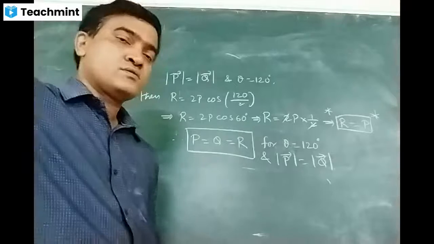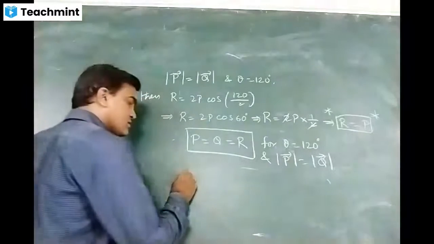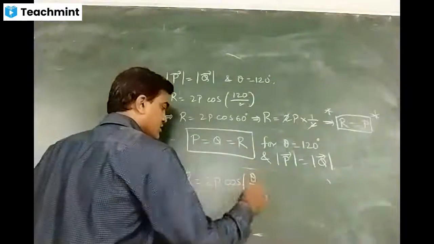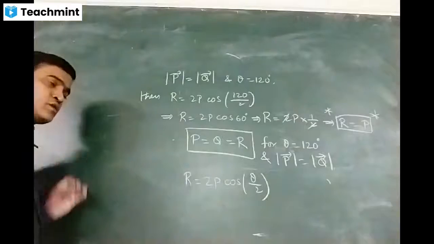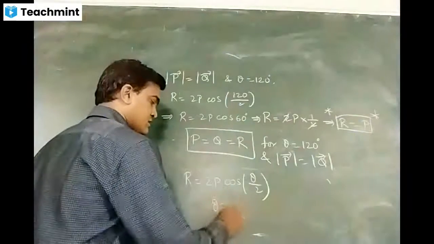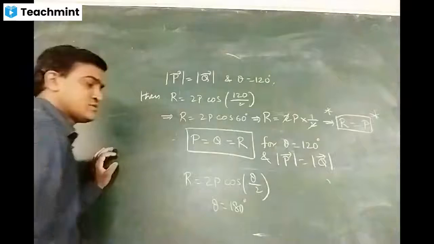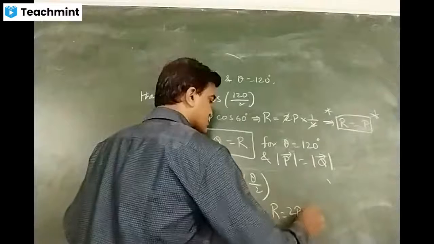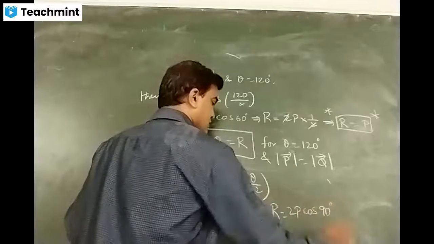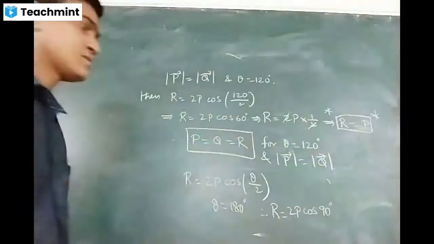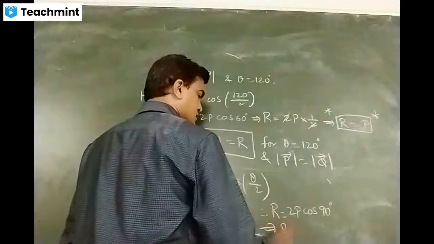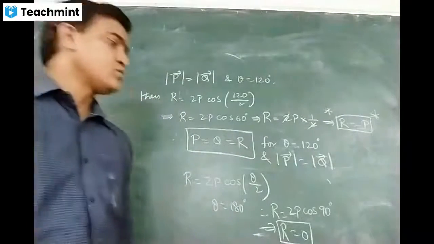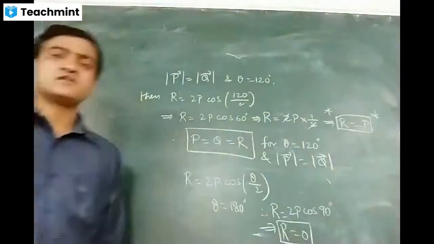Zero, sir. What is the formula? R = 2P cos(θ/2). Here θ is equal to 180 degrees, therefore θ/2 is 90 degrees, so R = 2P cos 90 degrees. Cos 90 is 0, so from this I will get the resultant as 0. Anything into 0 is 0, so 2P into 0 is nothing but 0. So the resultant is equal to 0.